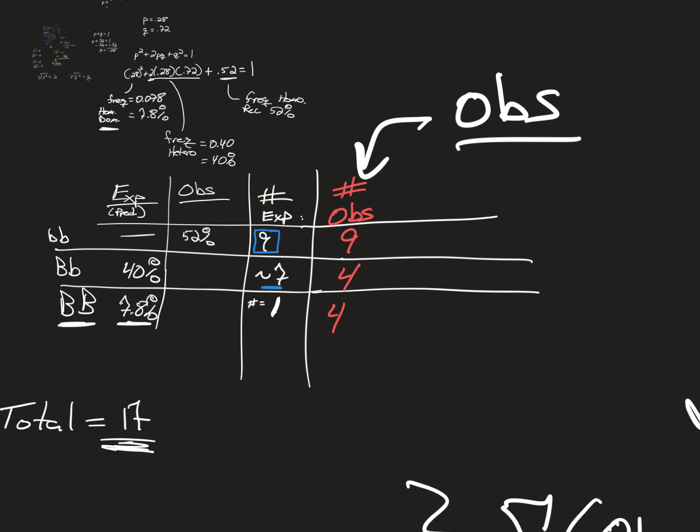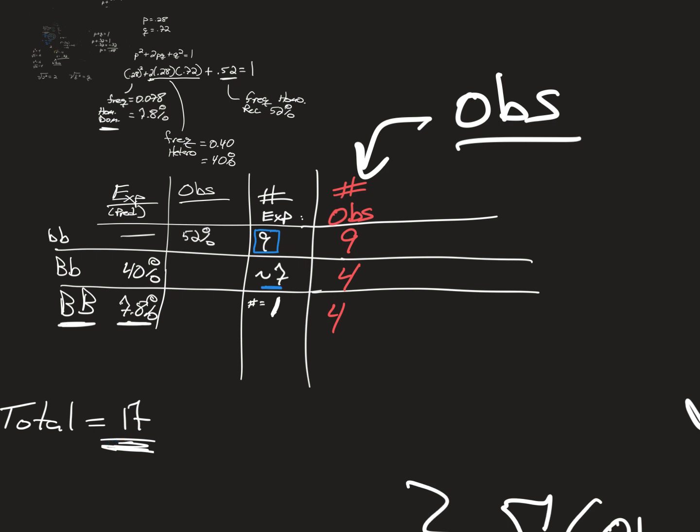This is what was predicted. These are the percentages that were predicted. This is the percentage that was observed. 9 divided by 16 or 17 gave us 52%. These percentages were predicted based on the equation, correct? Okay. How would we find the numbers expected or predicted? We took those percentages and multiplied them times the total.